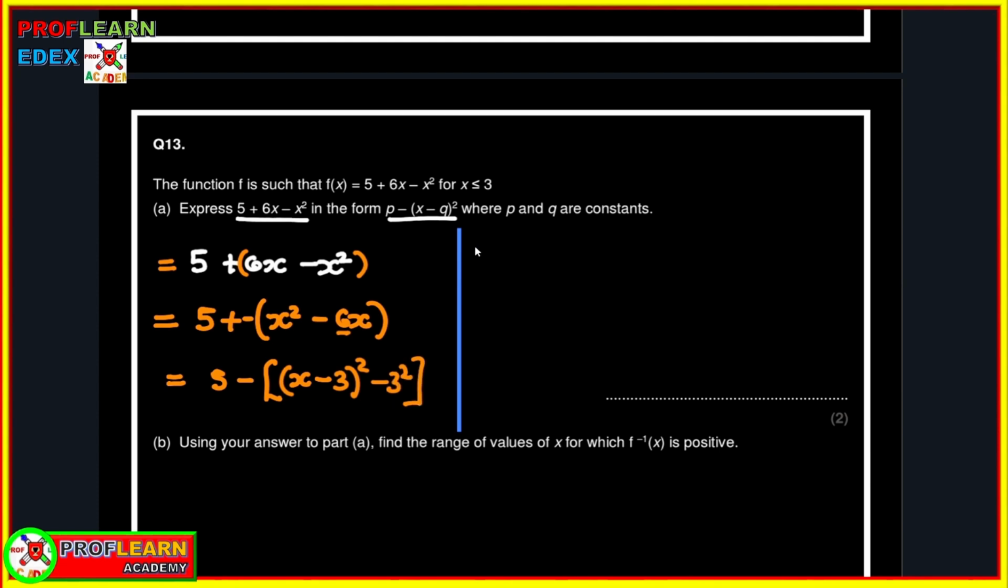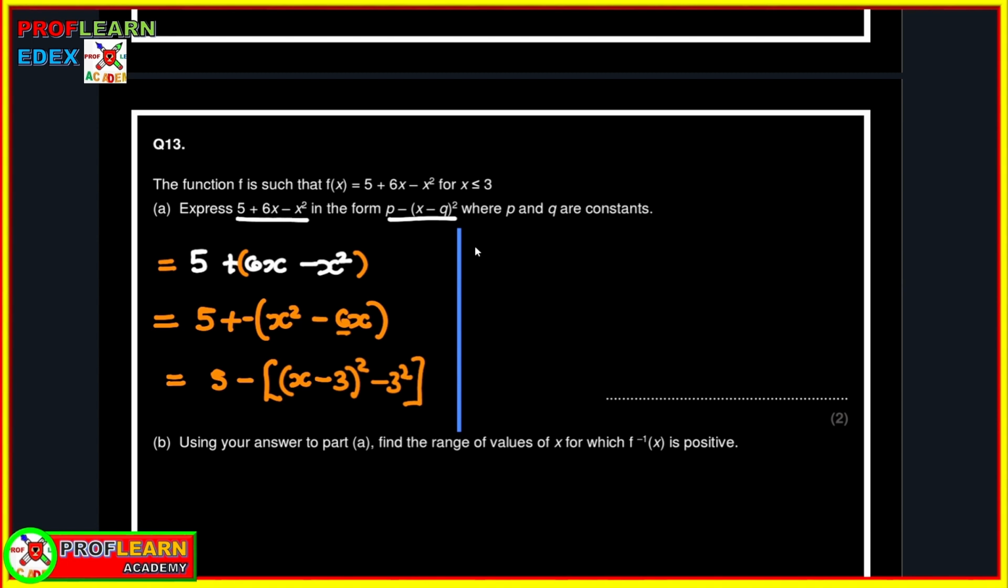Anytime you are completing a square, the number you are subtracting, even if you have a positive inside the bracket, you are always going to subtract. So even if it was x plus 3 squared, you are going to subtract 3 squared. Even if it's like this, minus, you are going to subtract. So that's the rule when it comes to completing the square.